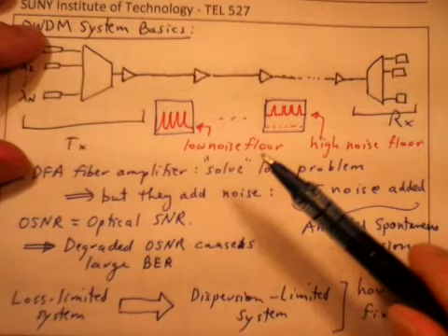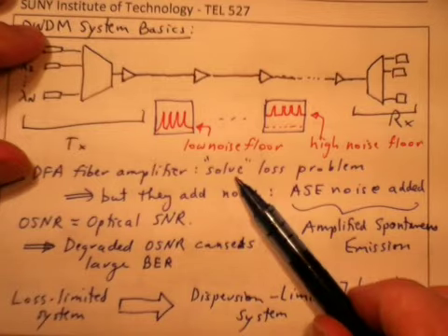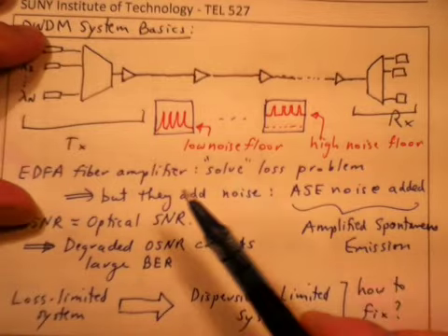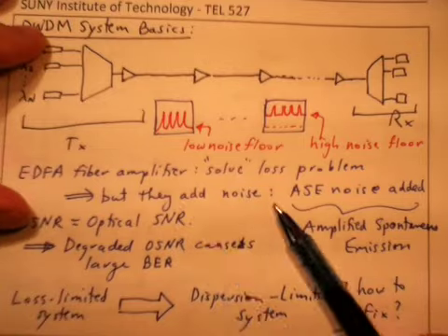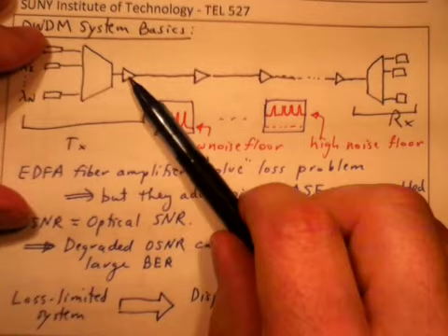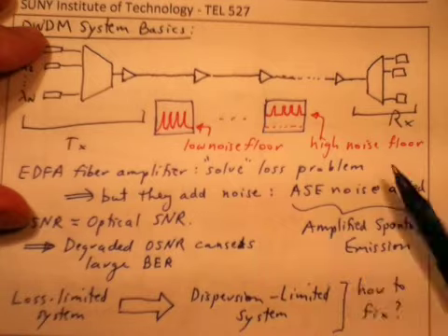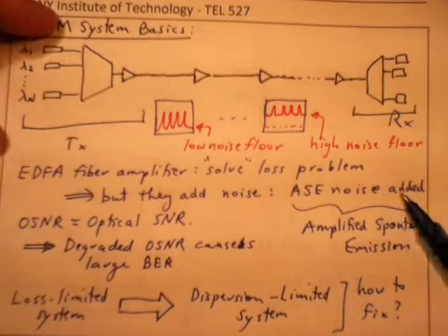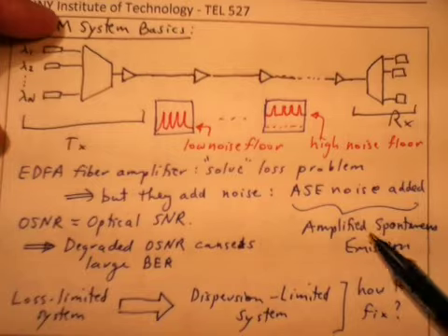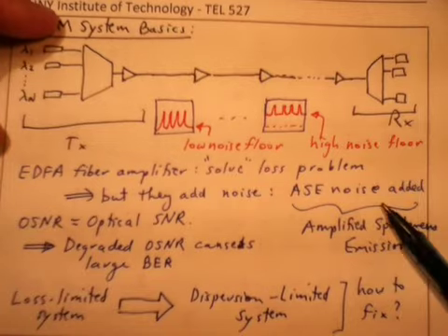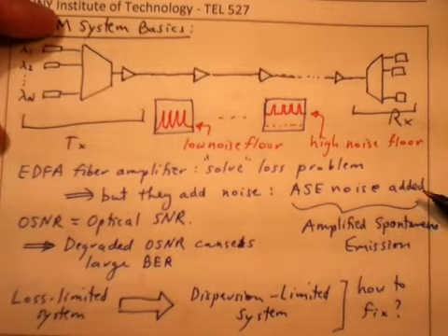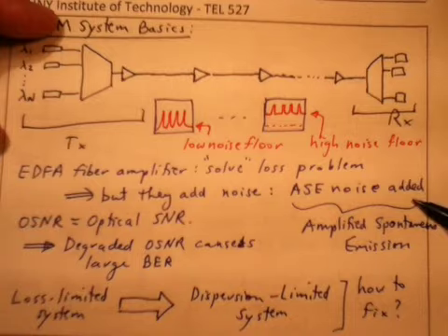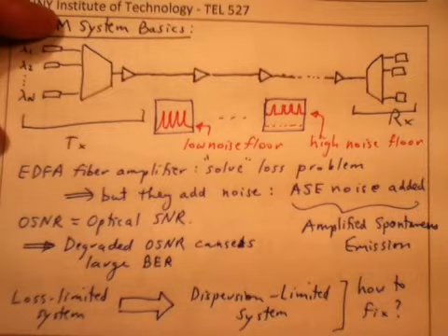But I put the word solve in quotes because they don't really solve the problem. One thing that they do is they add noise. Okay, so if you have a cascade of these amplifiers, what happens is they're adding what's called ASE noise to the signal. ASE stands for amplified spontaneous emission, and basically through the operation of the amplifier you have a certain amount of noise which gets amplified along with the signal in the amplifier.